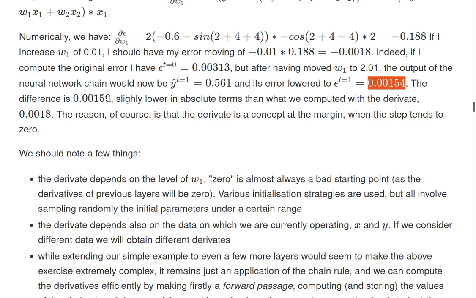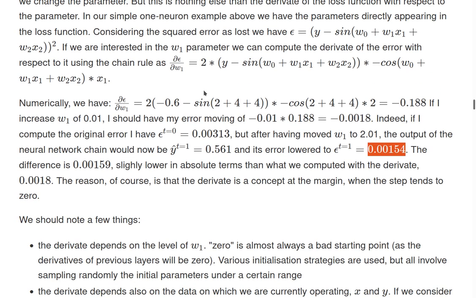And the difference is 0.00159. So it is lower, but it's not as low as the derivative indicated, 0.0018. It is a little bit less in absolute value. The reason, of course, is that the derivative is a concept at the margin, while here, even though it was small, it was still a significant step that we took. But that is the idea. So you first find the derivative, and then you move your weight against the derivative to try to reduce your error.